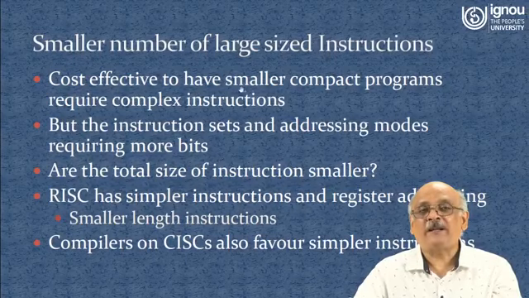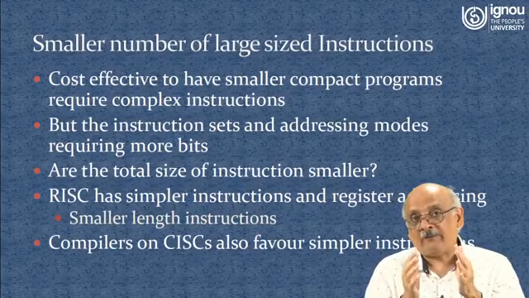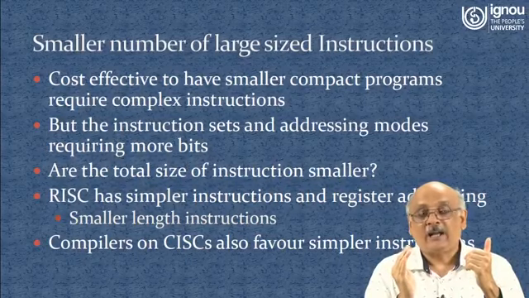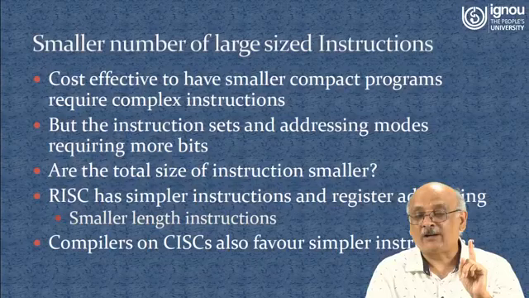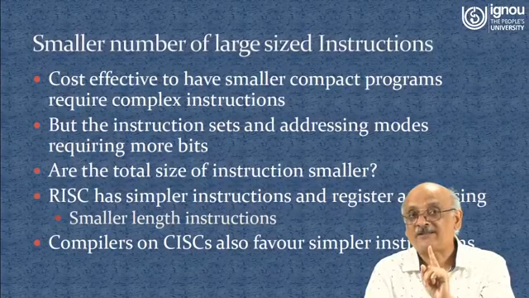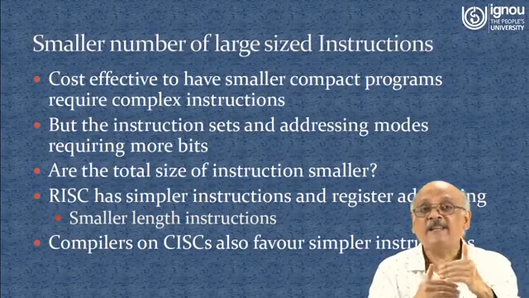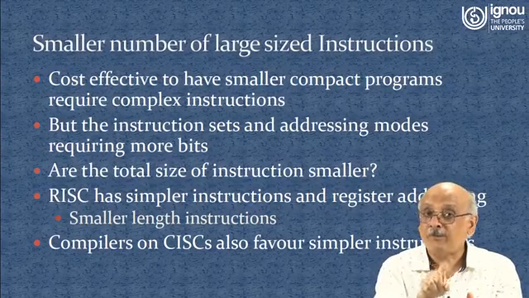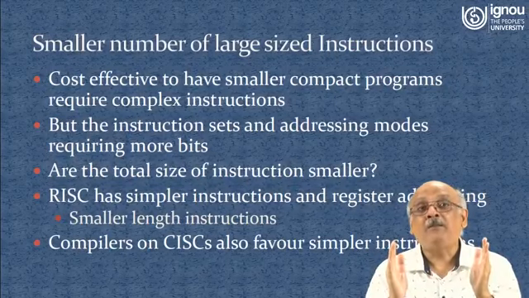So it was cost effective to have smaller compact programs which require complex instructions. Now, the advantage of a complex instruction set was that your program size got compacted, as far as the number of instructions is concerned. Why? Because one floating point instruction is required in a complex instruction set computer, whereas in a different machine it will be converted into 6 instructions which will be executed one by one to execute a single floating point operation. So the program became compact, but the size of the instruction became larger.